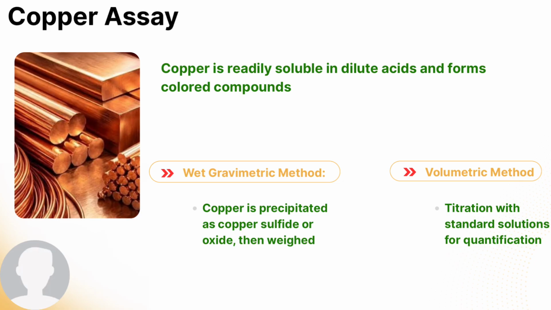Let's look at a practical application. The copper assay. Copper is highly soluble in dilute acids and readily forms distinct colored compounds. To analyze it classically, we can use a wet gravimetric method where copper is precipitated as a sulfide or oxide and weighed. Alternatively, a volumetric method can be used, relying on precise titration with standard solutions for quantification.